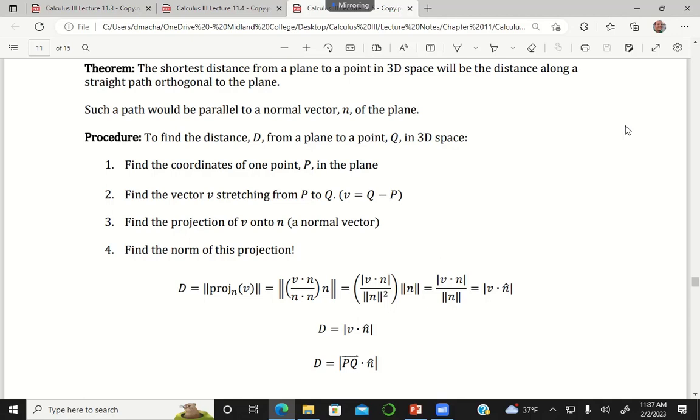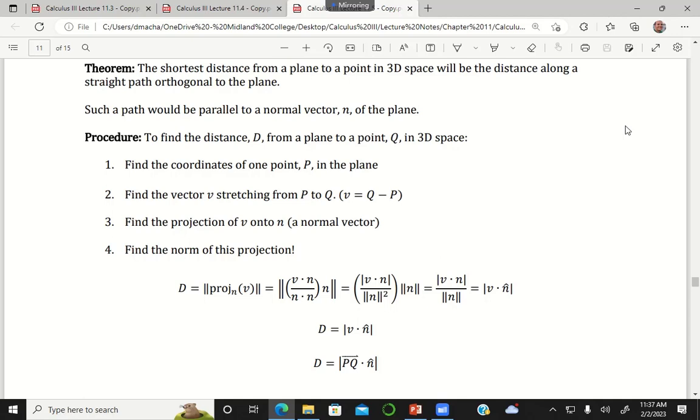Okay, so there's a couple different things you've got to think about whenever I say the distance from this plane to this key, because there are a lot of different distances, right? Like the distance from this key to this corner is different from the distance to this corner. So whenever I ask you the distance between a point and a plane in space, I'm talking about the shortest distance, the very shortest distance between the plane and the point.